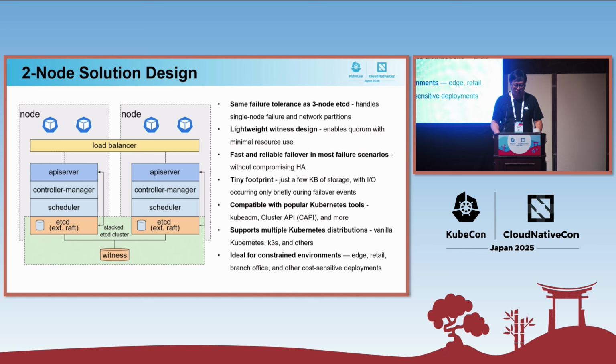So what does this mean for you? You can set up a two-node Kubernetes cluster using whatever tool you like and add a shared storage as a witness member to the cluster to make it highly available. And the two-node cluster is resilient. It tolerates not only node failures, but also network partitions. And it does so without sacrificing any data consistency.